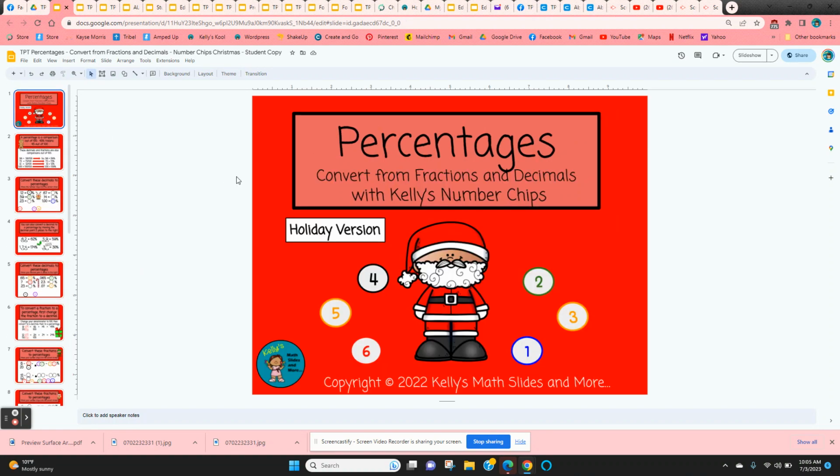So this is a digital lesson on converting to percentages from fractions and decimals with number chips. This is the holiday version.